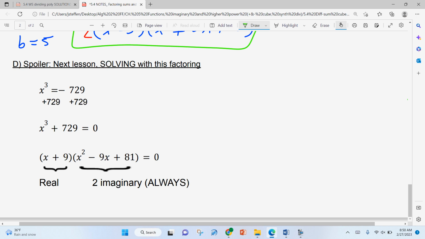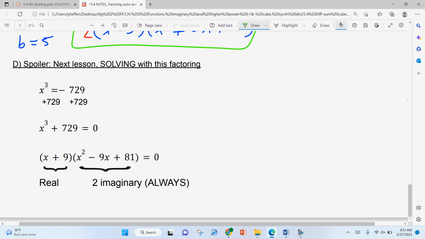The other part, if you try to solve that, I'm going to tell you, you're going to have to use the quadratic formula. You will not be able to factor it. And it's going to get you two imaginary numbers always. In normal everyday life, if you have a cube, it doesn't always give you two imaginary numbers like that. But if it's a sum or difference of cubes, it always will.